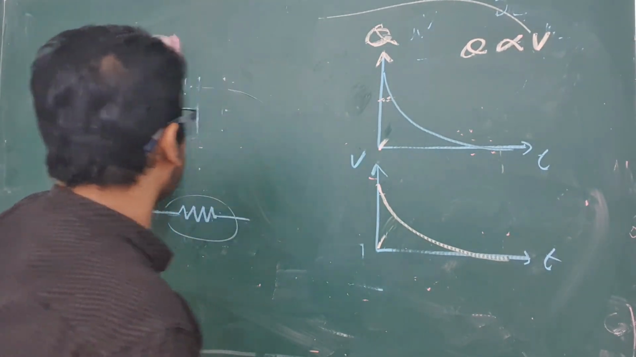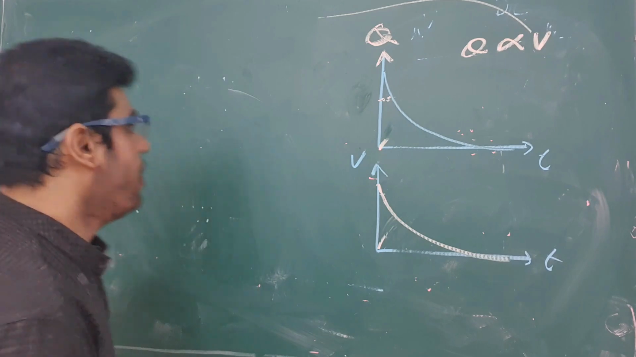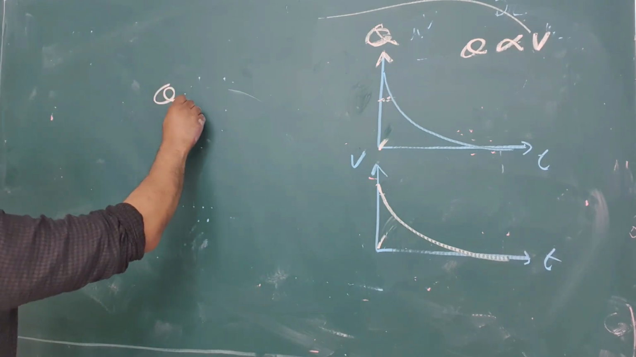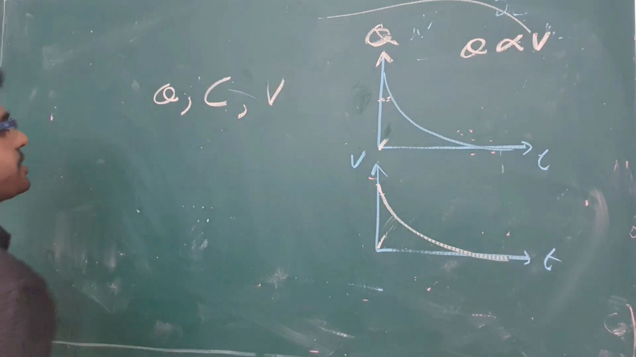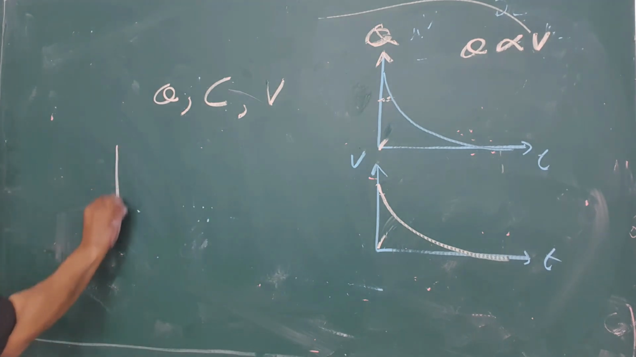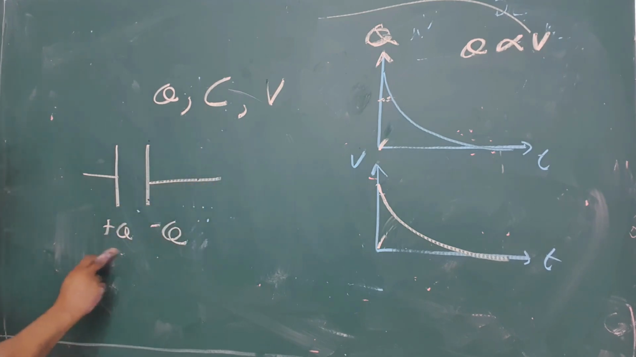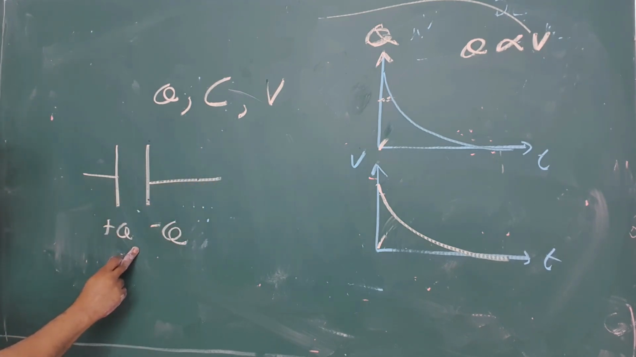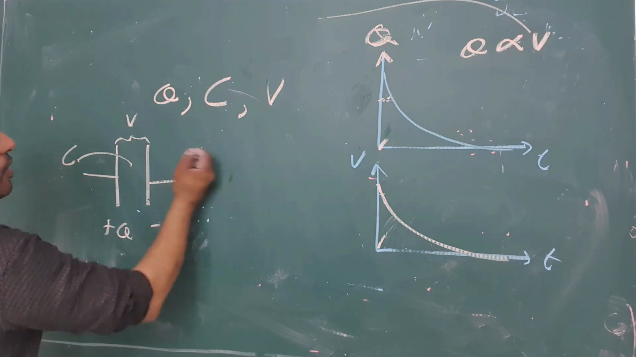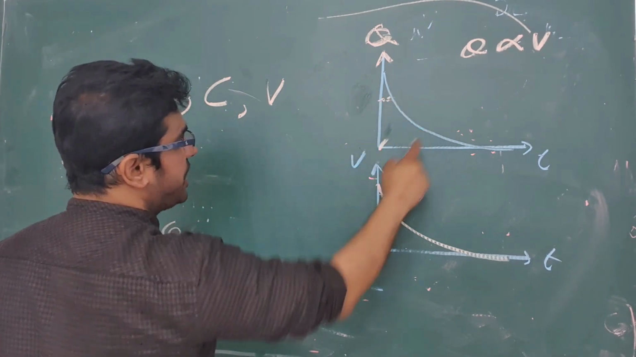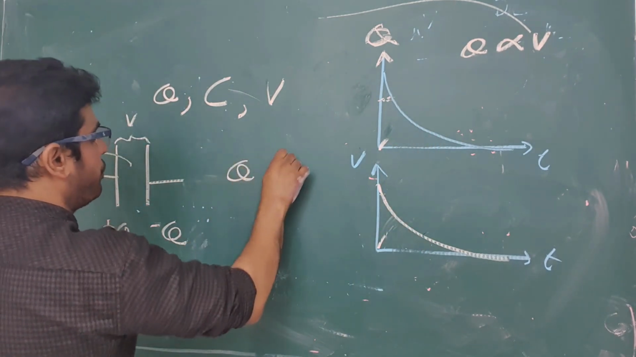Now I told you there are 3 physical quantities in a capacitor. First one charge, second one capacity, third one voltage difference. Plus plate has plus Q, minus plate has minus Q, but we generally say total charge of a capacitor as Q, and it makes voltage difference and it has the capacity. Now you can see the variation of charge and variation of voltage, these are the same variations. So Q is directly proportional to V.